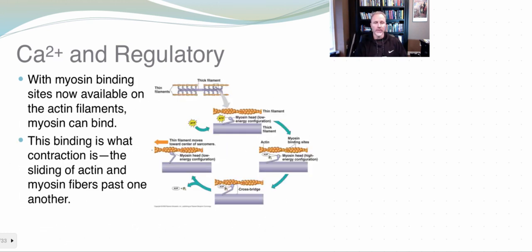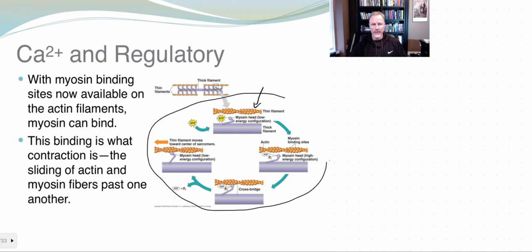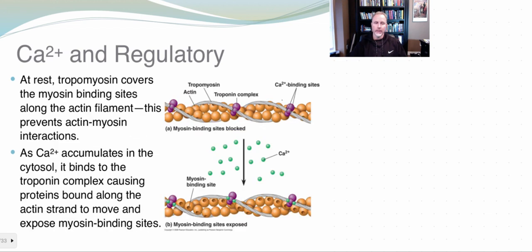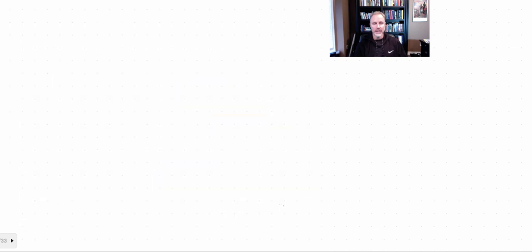Okay, so you can see this is what we just went over. Without calcium, it doesn't have the tropomyosin, but all of this is going to occur when calcium is present and the tropomyosin has slid out of the way, making the myosin binding sites available.